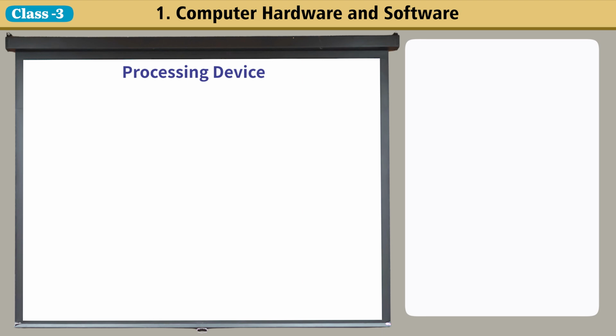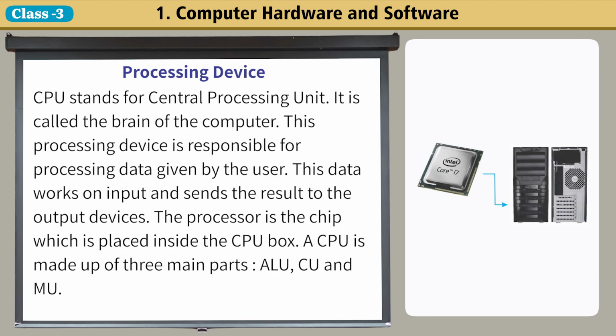Processing device. CPU stands for Central Processing Unit. It is called the brain of the computer. This processing device is responsible for processing data given by the user. It works on the input and sends the result to the output devices. The processor is the chip which is placed inside the CPU box.